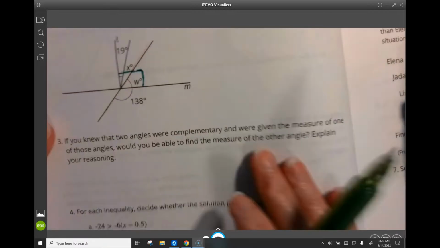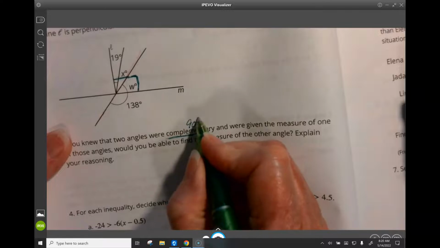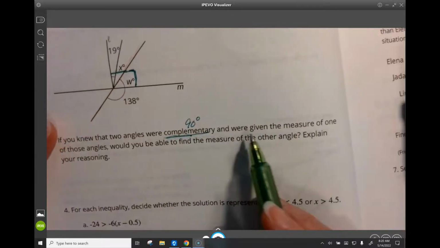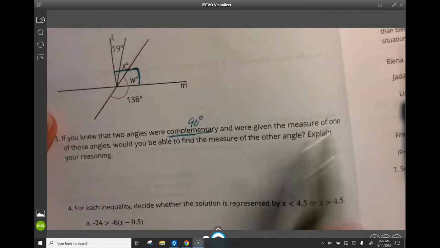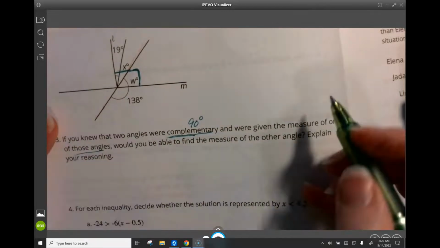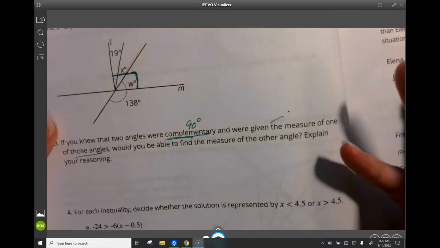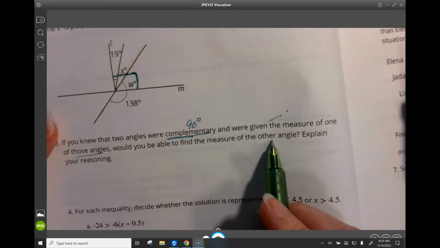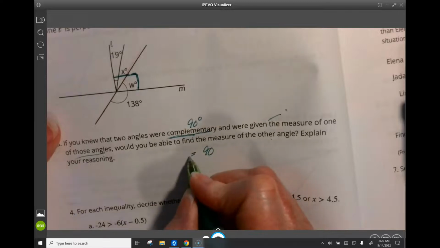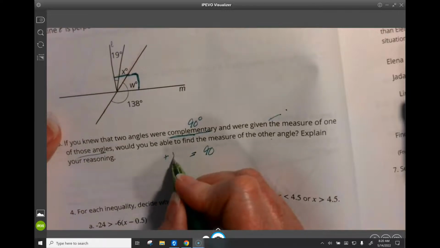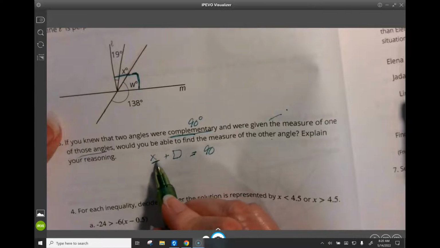Number 3. If you knew that two angles are complementary, what does complementary mean? 90 degrees, exactly. And if you were given the measure of one of those angles, you know one of the angles. It's, I don't know, some angle. Would you be able to find the measure of the other one? So if I know the whole thing is 90, and I know one of the angles, this is the one we don't know. Would I be able to solve for that?